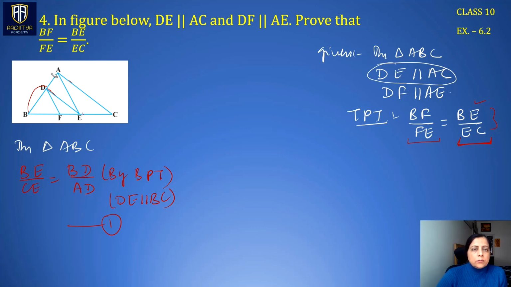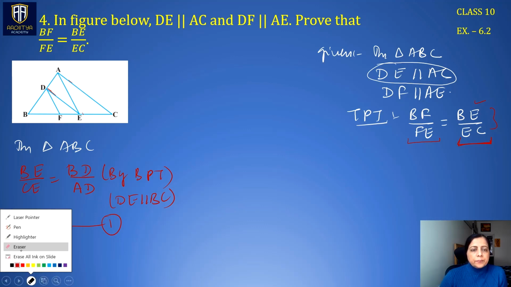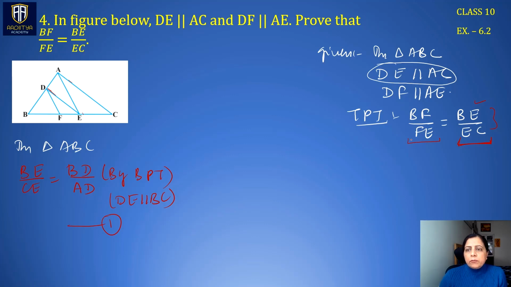So now you can see that here we require BF upon FE. And what is the next thing that we are given parallel? This is DF parallel to AE. Now look for this triangle. DF is parallel to AE. So what triangle can you take here? It is ABE, right? So in triangle ABE, it is given that DF is parallel to AE.